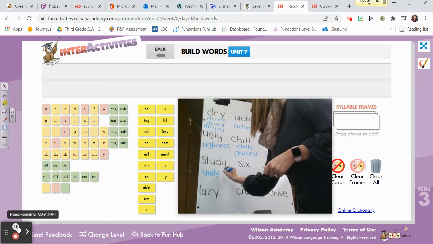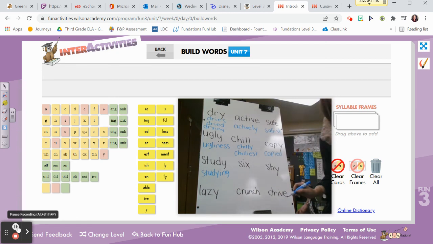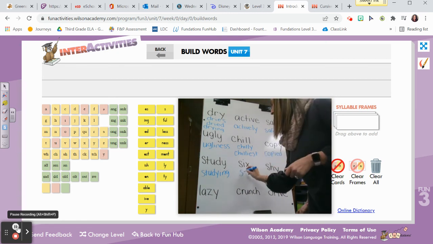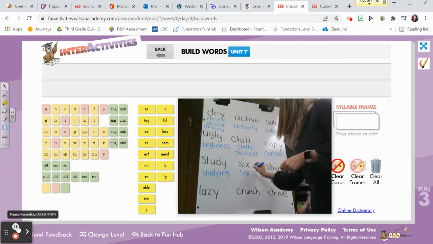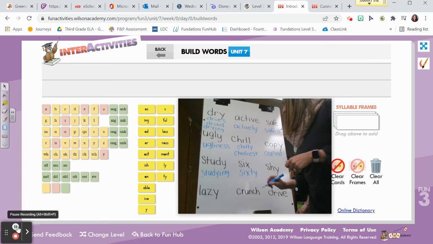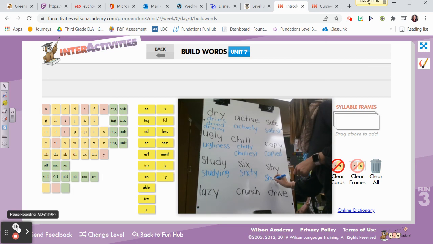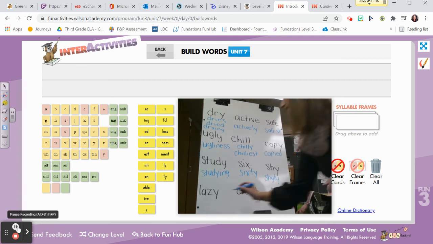I would make sure I don't change that Y to an I though, because I don't want two I's together. Six, this one's hard, but did anybody figure out which suffix goes with 6? Yeah, 60, the number 60, TY is a suffix. Shy, what do we think about shy? You could shyly walk into the classroom.